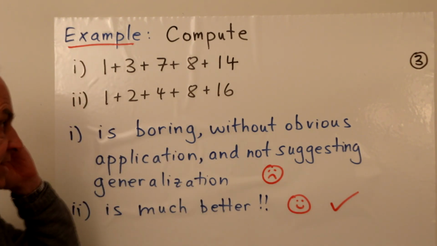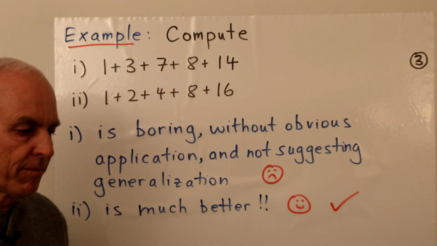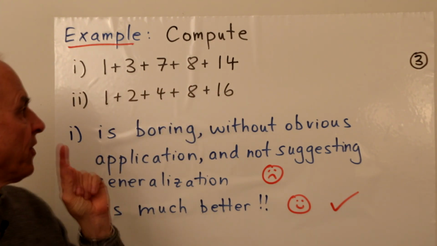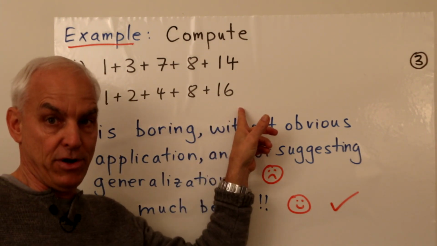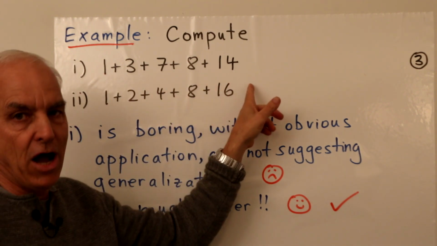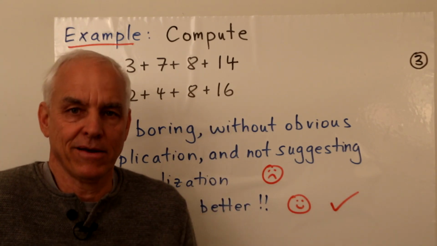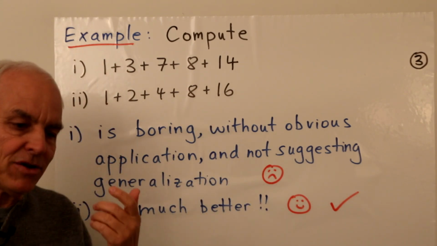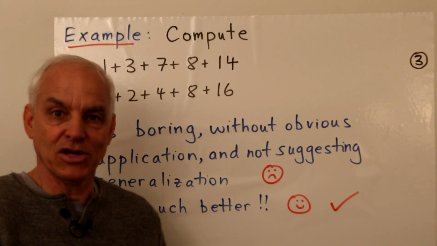Now on the surface, these are somewhat similar. The numbers are roughly comparable. But there is a big difference. The difference is that there is a very strong and obvious pattern here, while there is no really obvious pattern to the first one. The first question is sort of ad hoc. The only benefit in doing this problem is to gain some practice in addition.